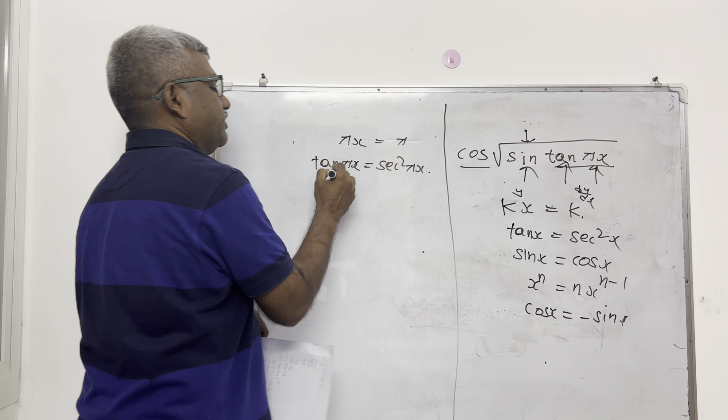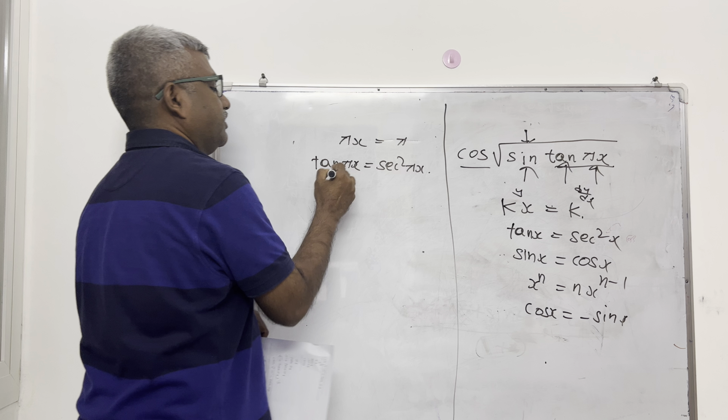Before that, I just go to the differentiation formulas. For example, kx means k. Differentiation of tan x is secant squared x. Sin x, what is the differentiation of sin x? Everyone knows, cos x. X power n, nx to the power of n minus 1. Cos x, minus sin x. This is a differentiation.